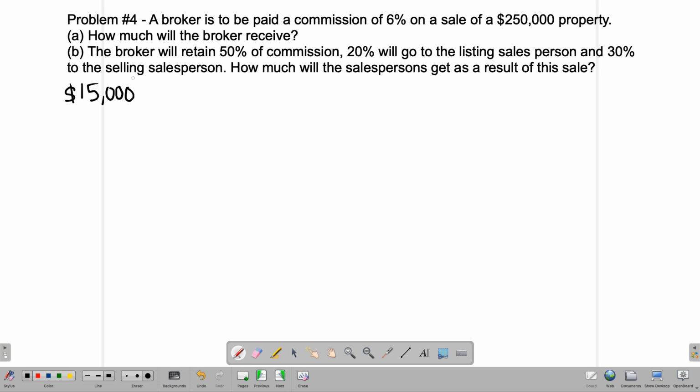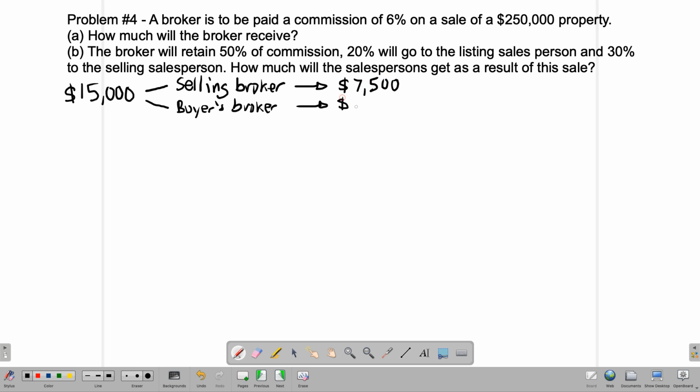So there's a broker representing the buyer side and a broker representing the selling side, and the total commission is usually split. In this case, the 15,000 would be split between the selling side, the selling broker, and on the buying side, the buyer's broker. They both will receive a value of 7,500.